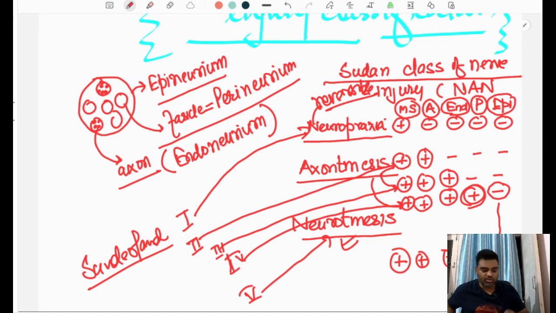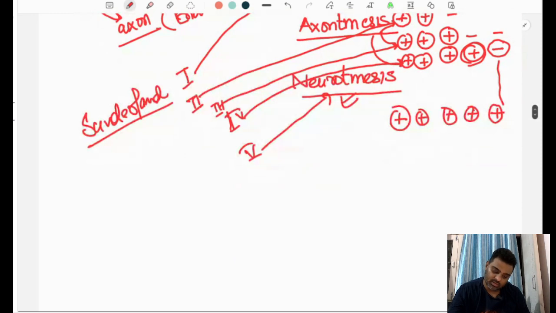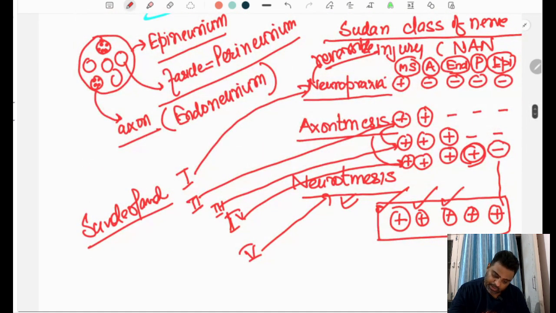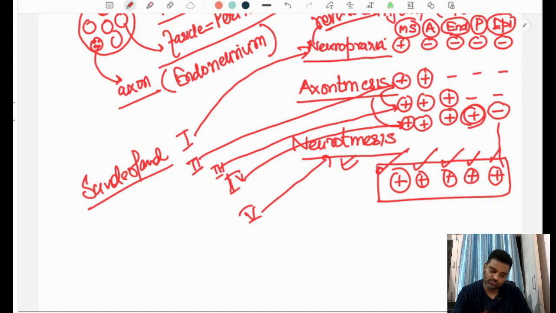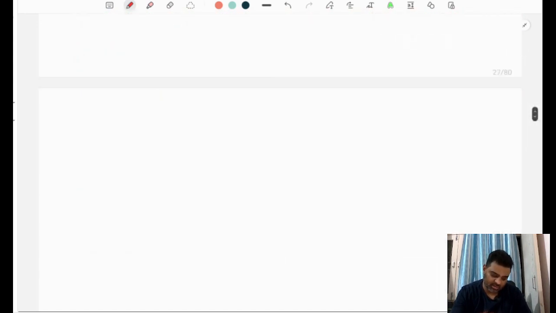Okay, so a lot of questions can be asked on this. If you understand this, you can easily answer them. So in neurotmesis, all the structures are involved: myelin sheath, axon, then endoneurium, perineurium, epineurium. So a lot of questions can be asked on it. Even in physio, they ask questions on it.